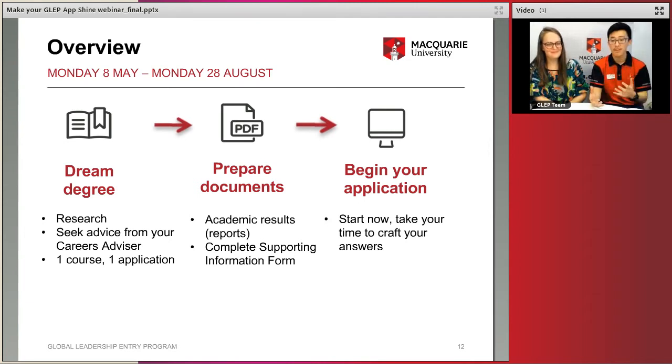And just remember, there's one course per application. So it's really, really important that you do this background research and you don't just make a last-minute decision. Having done this research, then it's time to prepare your documents. So this will include your academic results as well as a supporting information form.